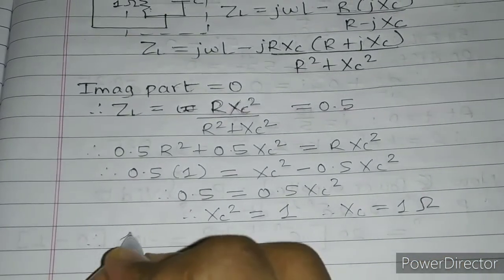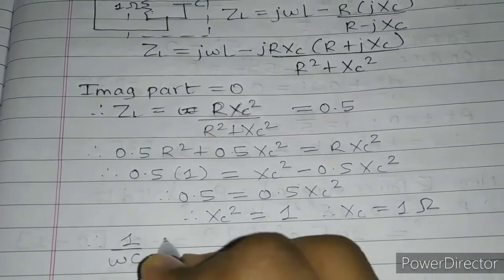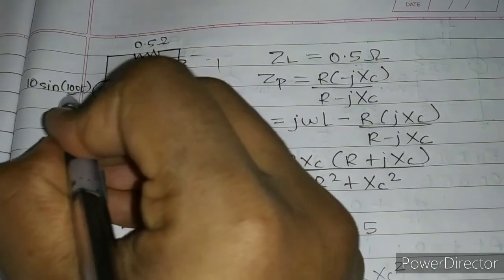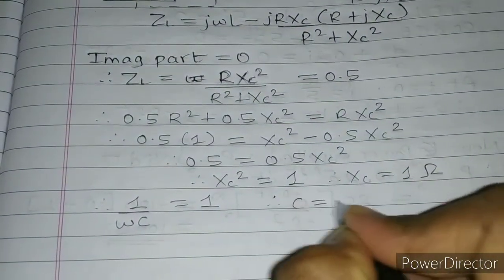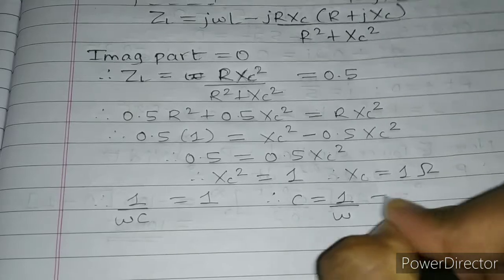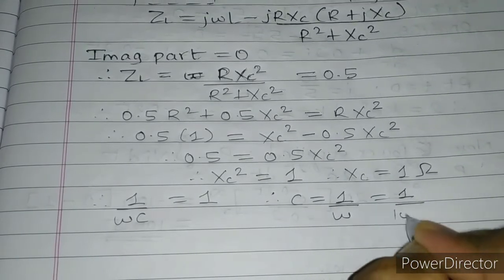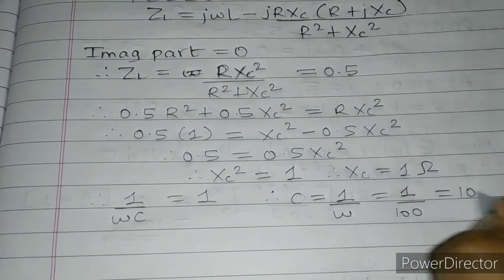Therefore 1 upon omega C is equal to 1 ohm. But we know that omega is equal to 100 from here. Therefore C is equal to 1 upon omega is equal to 1 upon 100, which is equal to 10 millifarads.